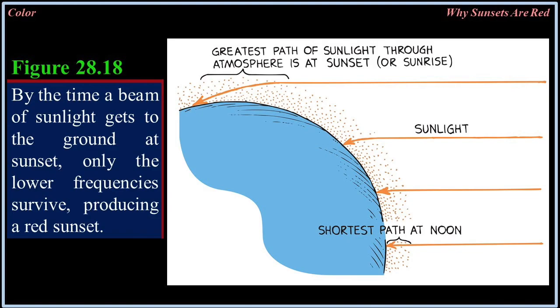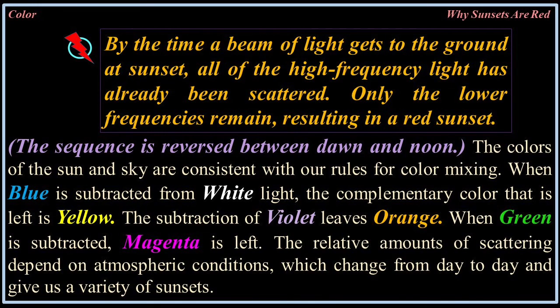By the time a beam of light gets to the ground at sunset, only the lower frequencies survive, producing a red sunset. All of the high frequency light has already been scattered. Only the lower frequencies remain, resulting in a red sunset. The sequence is reversed between dawn and noon.